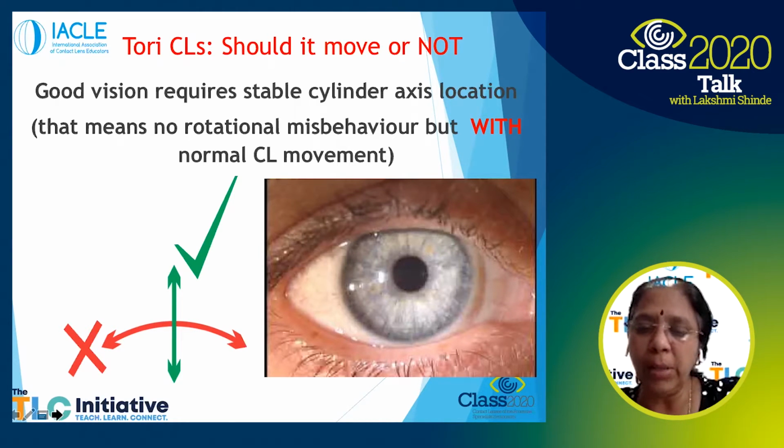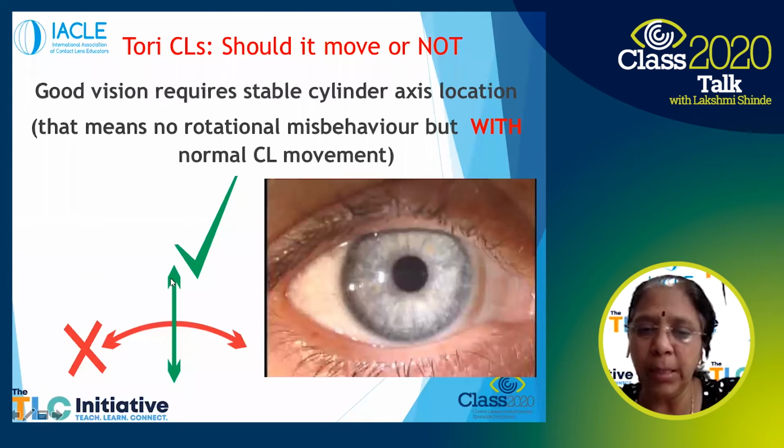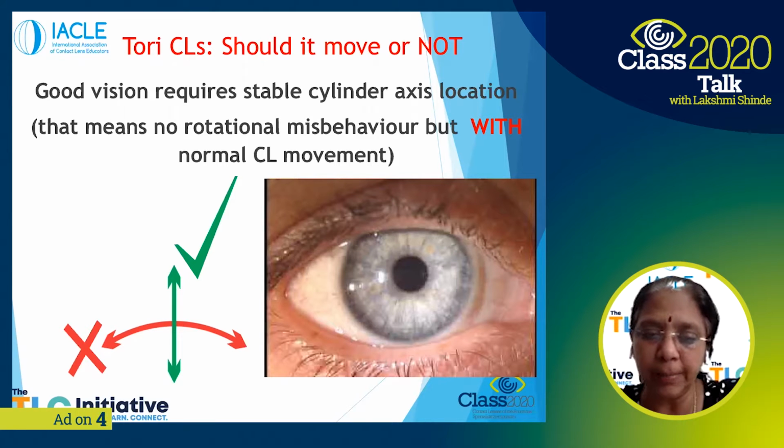So the message as educators that we need to provide to the students is that good vision requires a very stable cylindrical axis location, but at the same time, the contact lens needs to move to flush out all the debris from beneath the lens. The vertical movement, shown by the green tick mark, is something that we all need to have in a soft contact lens fitting. But the horizontal rotation is something that we really do not want, because that will misalign the axis of the soft contact lens.